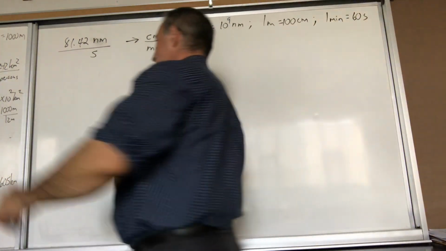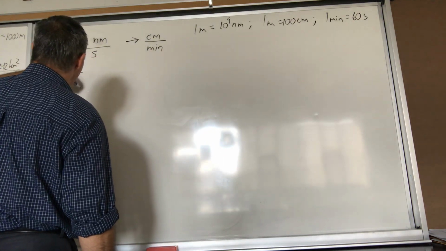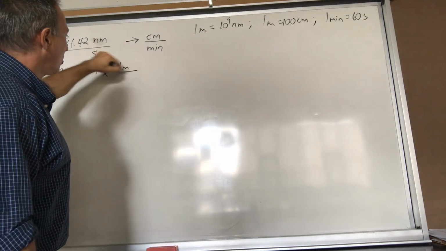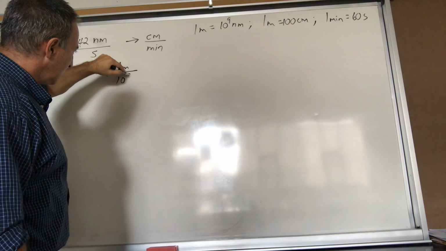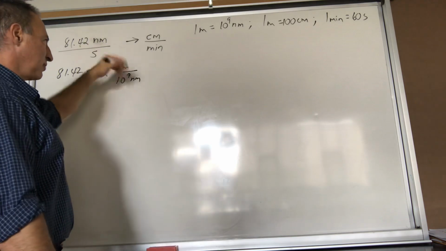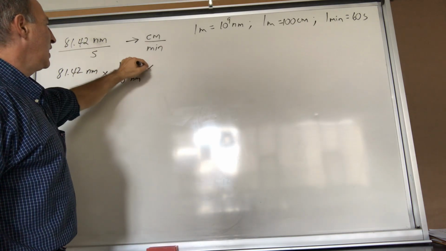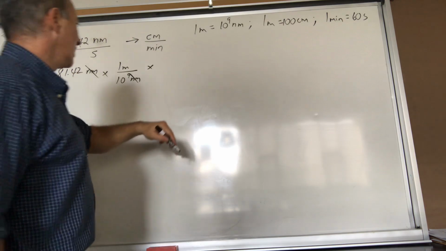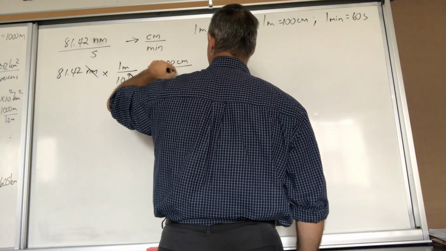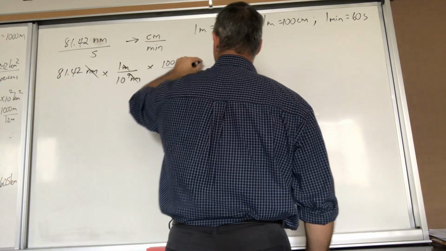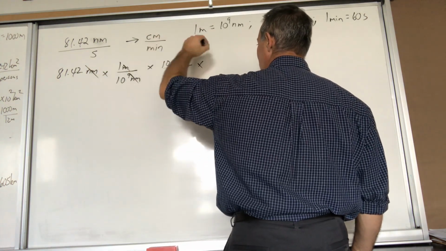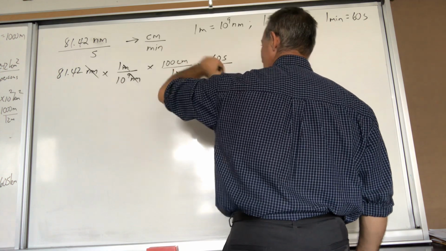Now we can solve it. So 81.42 nanometers times 1 meter per 10 to the power of 9 nanometers. This is not a volume measurement or anything, it's just length measurement, so you don't raise it to any power. Times, okay, that gets rid of nanometers, times 100 centimeters per 1 meter. That's going to get rid of meters. And now we want to get rid of seconds. Well, seconds is in the denominator here, so we're going to put seconds in the numerator on our conversion factor. We're going to say 60 seconds per 1 minute.